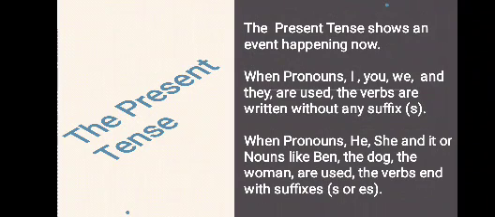When pronouns he, she, and it, or nouns like Ben, the dog, the woman are used, the verbs end with suffixes s or es. Example, she goes to school every day.